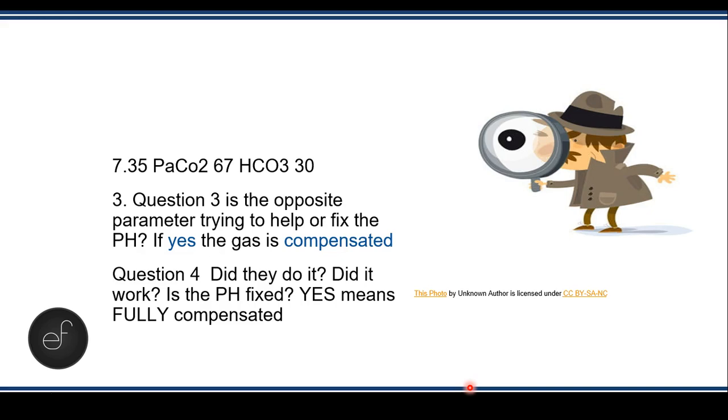If the other guy was trying to help, but our pH was still out of range, it would be partially. So you still write down the answers as they come. Question 1, what is it? That's an acidosis. Who did it? Respiratory. Is the other guy trying to help? Yes, compensated. Did he do it? If the answer is no, he didn't do it, then it's partially compensated. The only time it's uncompensated is if he's not trying to help, because there's only uncompensated, partially, and fully. So if you just ask these questions, you'll get these answers every single time.